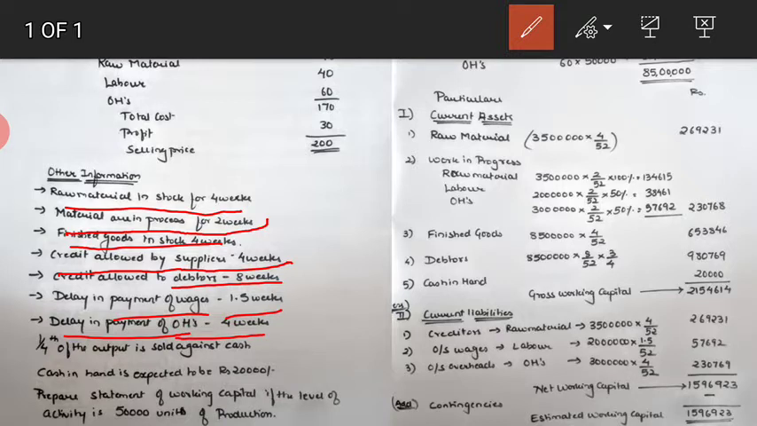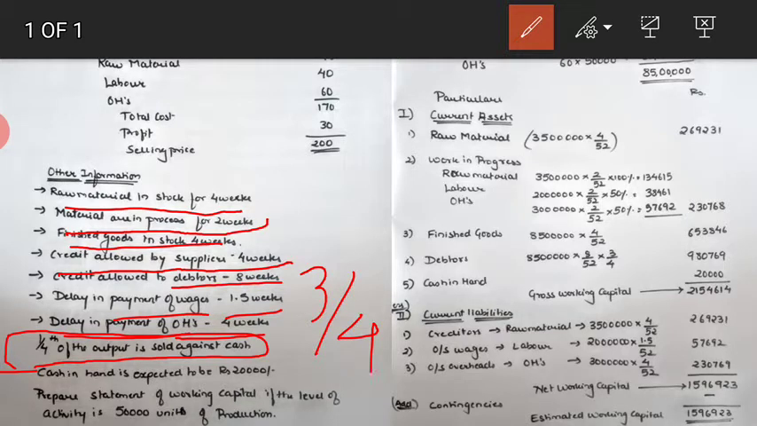Then another thing given to us is that 1/4 of the output is sold against cash. Now this point is very important. 1/4 of the output is sold against cash means the total sales are not all credit sales. Out of that, 1/4 is cash sales and 3/4 is credit sales. So debtors are related to only 3/4, because 1/4 is cash sales.